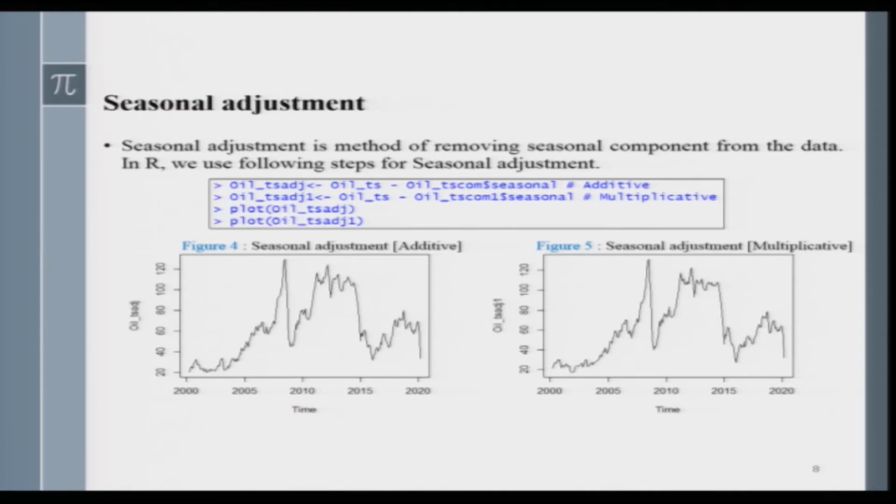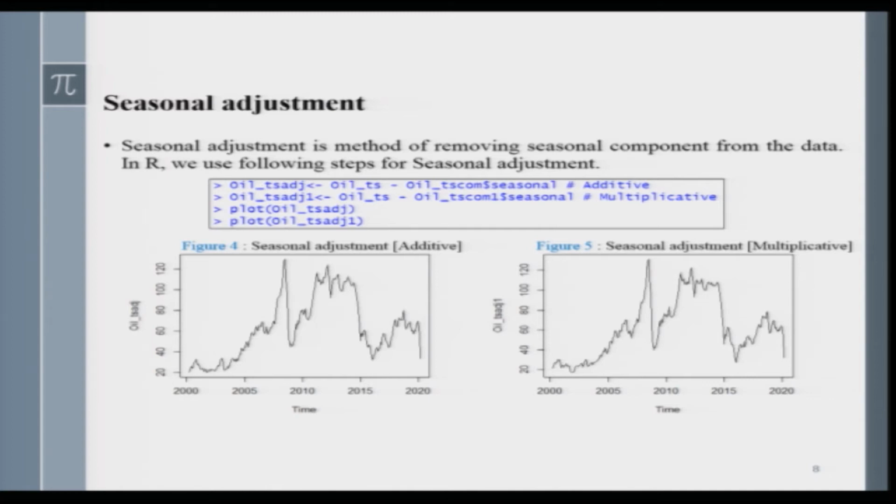We have saved our decomposition results for the additive model in oil_TS_com, and after that we put a $ sign and write seasonal, and if you run this command it will get the seasonally adjusted values. Similarly, I can write another line in R for multiplicative, and then I can plot both the seasonally adjusted time series data. Figure 4 and figure 5 are showing the seasonally adjusted data.